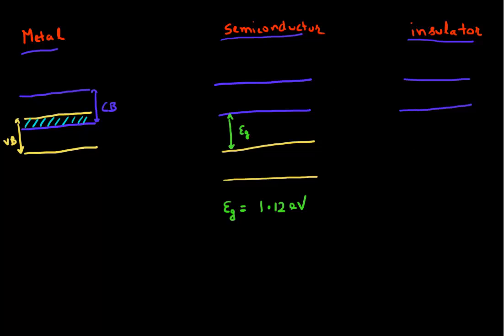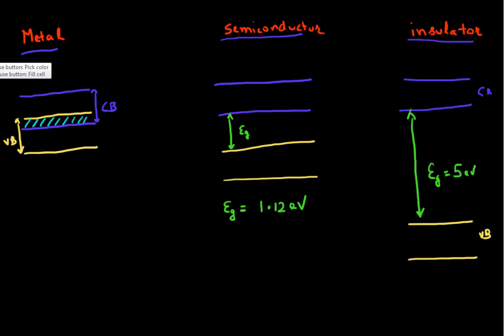In the case of an insulator, you have a large separation between your conduction band and your valence band. So this is your valence band, and this is your conduction band, and they are separated by a band gap which is very large. Let's say we have a band gap of 5 electron volt over here. So in the case of an insulator, most of your electrons are located in your valence band, and you have very little or actually no electrons in your conduction band.